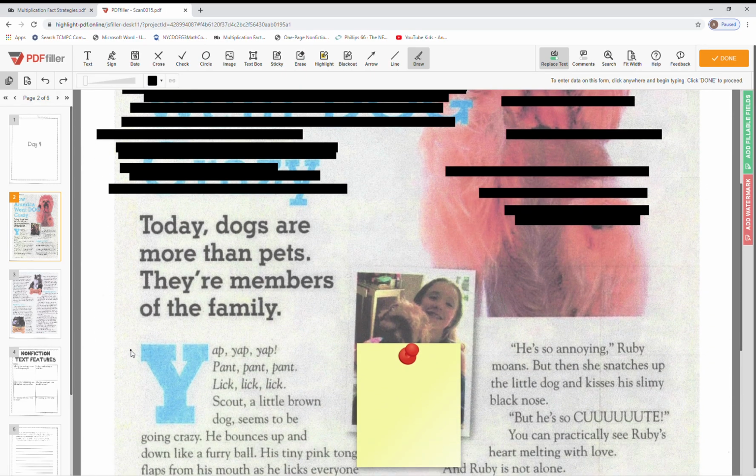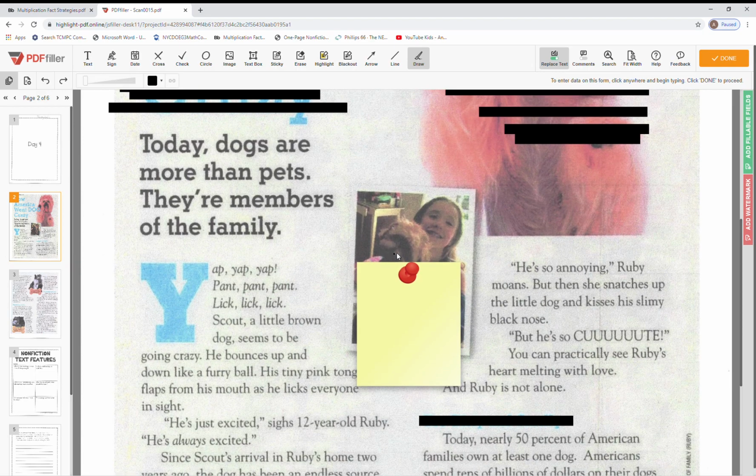Okay, so when I look at this picture, that just looks like a random girl and her dog, right? But underneath there's a caption. Yours has a caption. But I want y'all to see. I'm going to read right here, and then you tell me what the caption should say, okay? Today, dogs are more than pets. They're members of the family. That's interesting, right? Because we see people take their dogs everywhere.